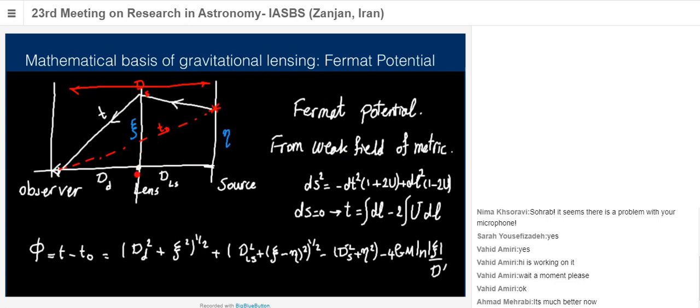If we have a source, lens and observer here, in the absence of the lens, light travels in a straight line. But if we put a lens here, this light ray is received by the observer, and we can define the time it takes from the source to get to the observer, from the metric. Then we can define the potential, called the Fermat potential, which is the time difference between traveling along this line and along the red line. It has two parts, a geometric part and this last part coming from the general relativistic effect.